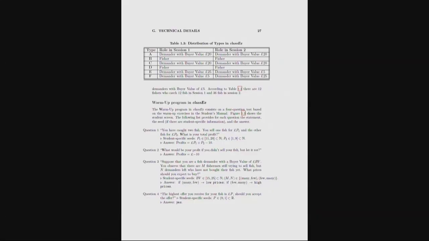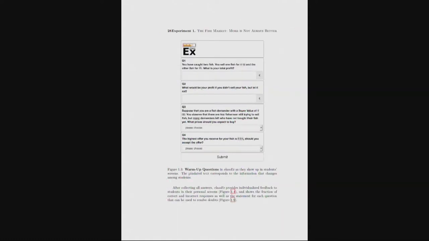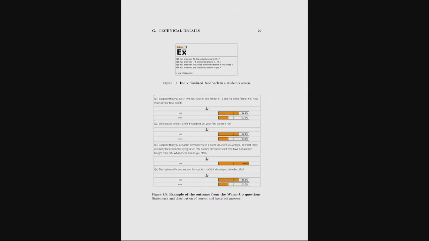As well, of course, we describe the different possibilities of the warm-up exercises. The warm-up exercises, the ones they get on their phone before the experiment, are personalized, so they change from student to student. Not everybody gets the same solution. We also explain how this works for the warm-up beforehand and what they get.